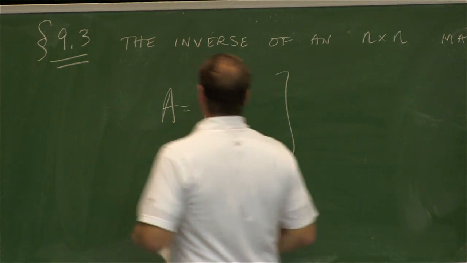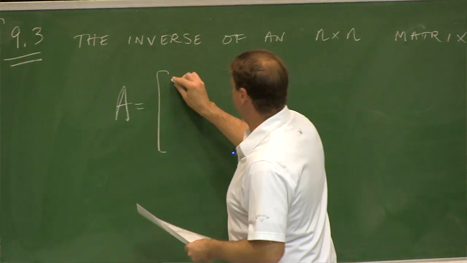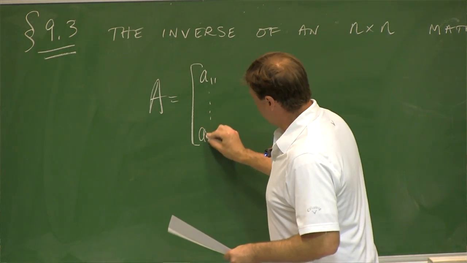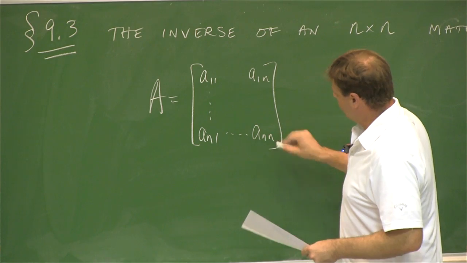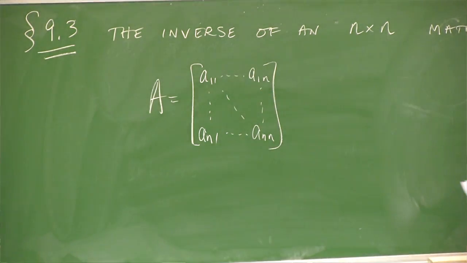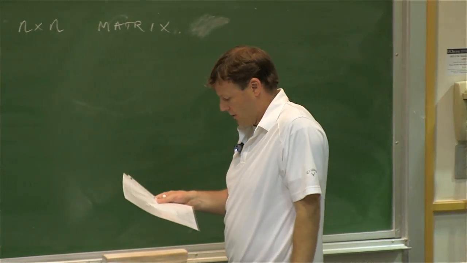So I have an n by n matrix. There's A, and I can write down its entries. It's A11, A1n. This goes all the way down. Now I'm in the nth row, first column, nth row, nth column. So there's the most general n by n matrix. I wrote them all down in the universe.